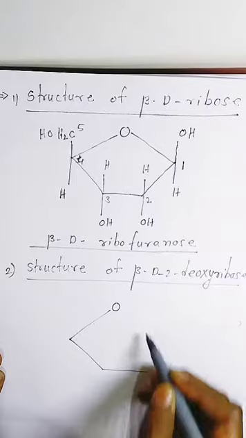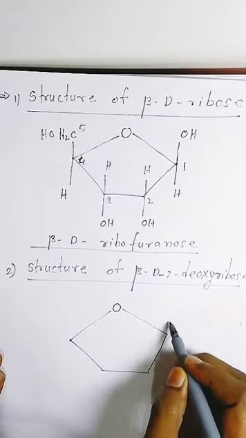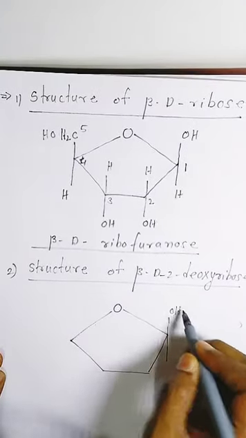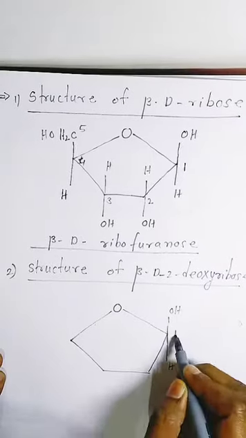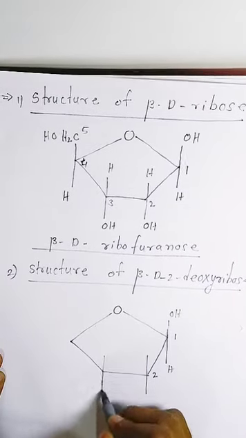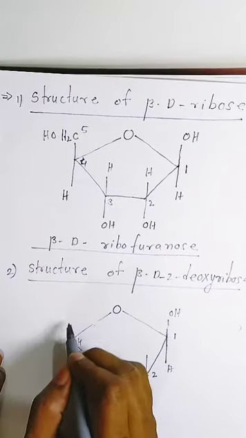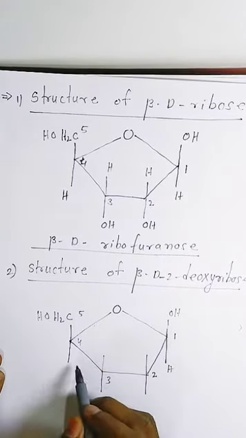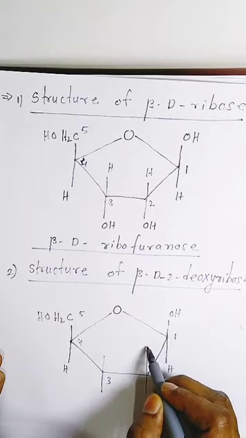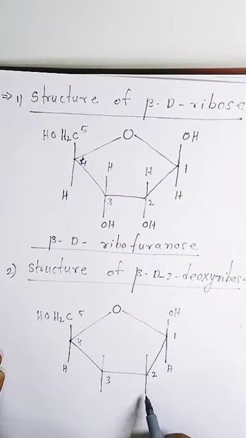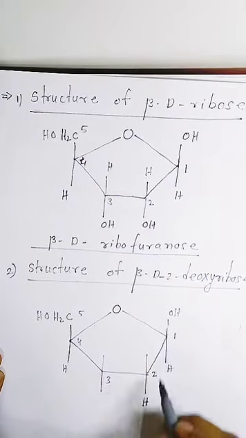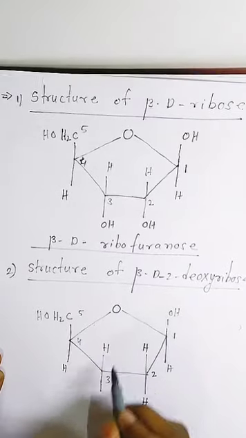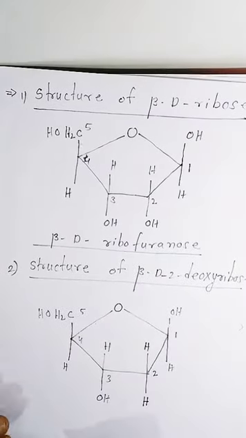First you have to draw the skeleton like this. First carbon, because it is beta, the OH will be on the upward side and H will be down. This is the first carbon, second carbon, third carbon, this is the fourth carbon, and fifth carbon will be here, CH2OH. Now students, because it's deoxy, oxygen will not be there, only hydrogen, and the other part remains as it is.